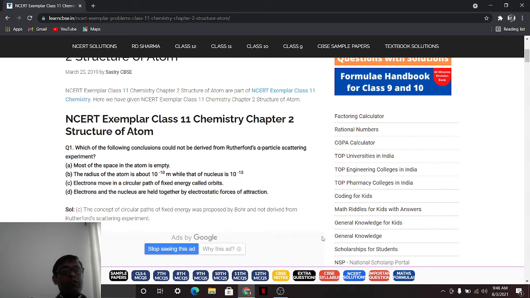Most of the space in the atom is empty. Correct. The radius of the atom is about 10 to the power of minus 10 m, while that of the nucleus is 10 to the power of minus 15. Electrons move in a circular path of fixed energy called orbits. Actually, the concept of circular paths of a fixed energy was proposed by Bohr and not derived from Rutherford's experiment.